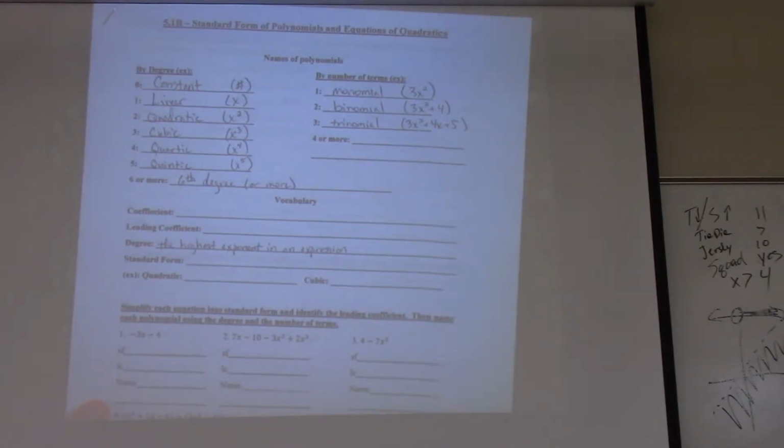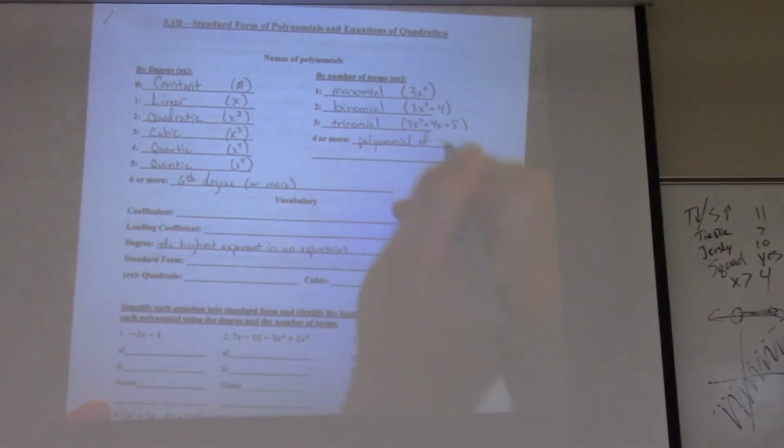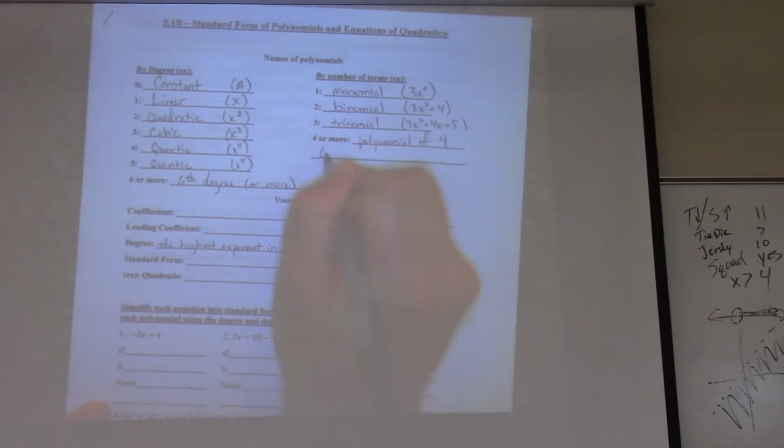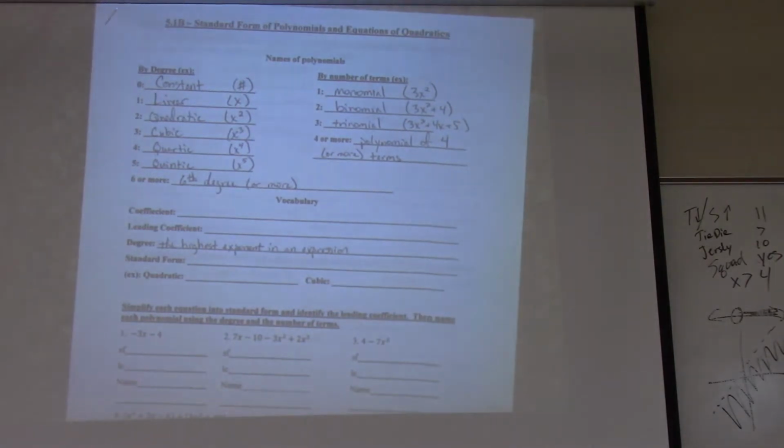How about if there's 4 or more? There's not actually a name for that either. It is polynomial. More than 1, right? Of 4, and I'm going to put or more, so if it's 5, you say 5, if it's 6, you say 6 terms. A polynomial of 4 terms, a polynomial of 5 terms, and so on, okay? So, there's that. A couple more definitions here before we get to what we got.